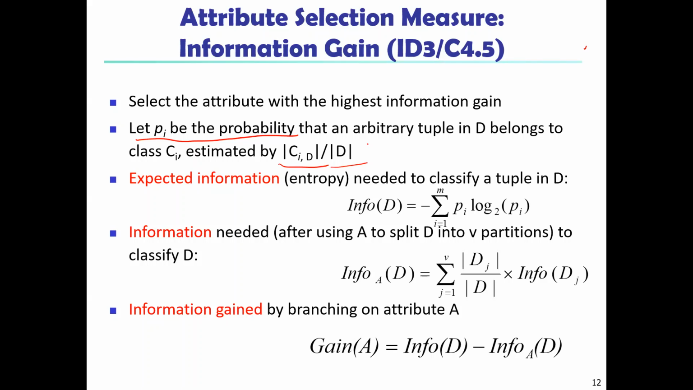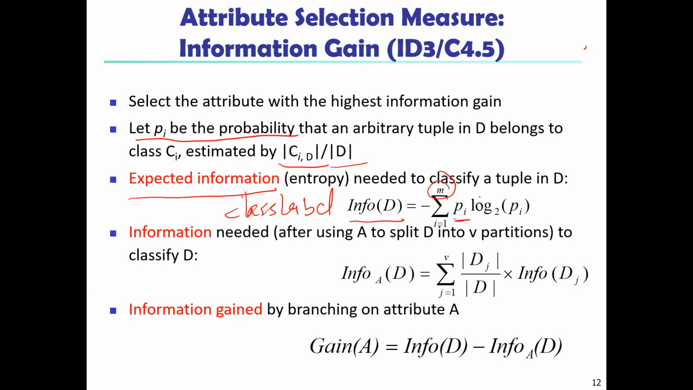First, we need to find out the expected information. Here, expected information is needed to classify a tuple in the dataset. Whatever tuple we have, we need to classify that. We mainly use the class label of the tuple. And here we have Info(D), the average amount of information needed to identify the class label of a tuple in dataset D. And m indicates the distinct classes. If there are two distinct classes like yes and no, we have to take the m value as 2.